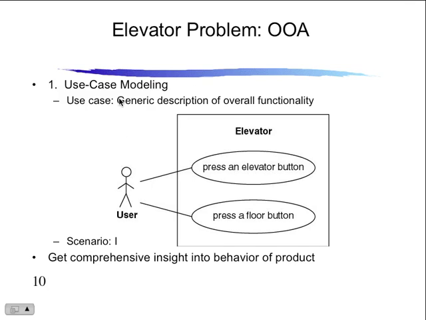So, use case modeling. Here we go. We got a user, we got an elevator. So here we have a use case. It's a generic description of the overall functionality. The user presses a button, elevator button, or presses a floor button. Elevator button says, yes, I want to use the elevator. You walk up to the elevator, press it, it turns usually green.